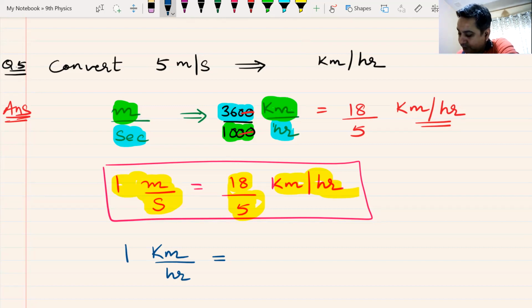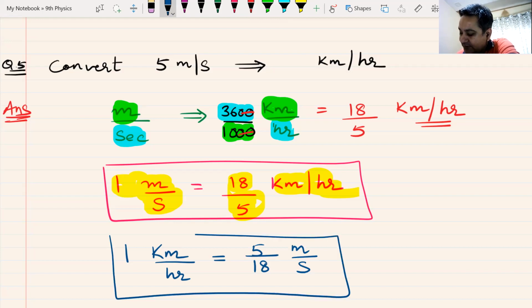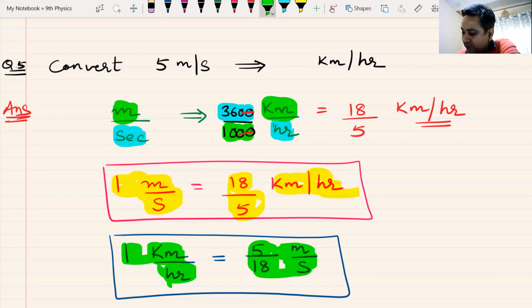Wouldn't it just be 5/18? 5/18 meter per second. That is exactly correct. Well done. Do we all understand this? Yes, sir. You have to still solve the question, sir. Convert 5 meter per second into kilometer per hour.